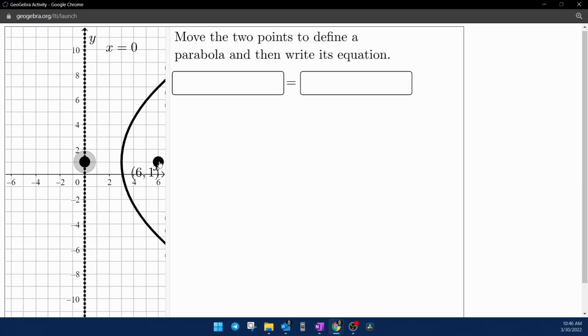Now the other thing that you want to do, if you can, is move the focus so that it is also on an axis. And again, what that is going to do is align the vertex, the directrix, and the focus all on an axis, and therefore make your calculations easier. So from here, what we need to do is make a couple of notes of what the directrix and the focus are, and then we're going to go look at the appropriate formulas.